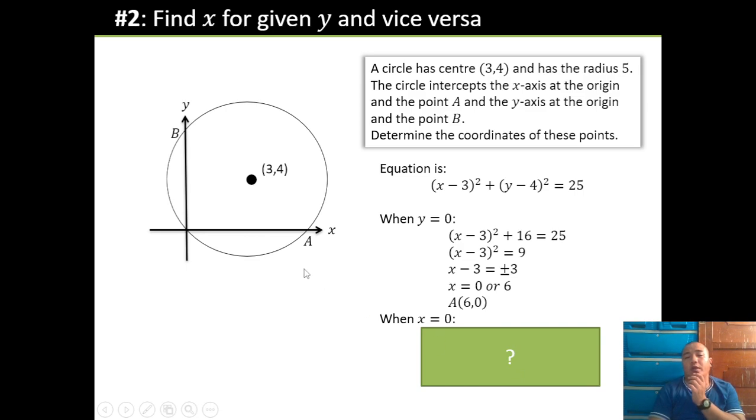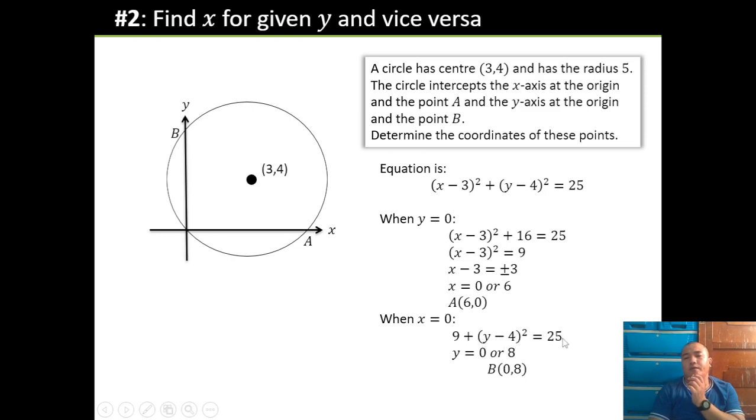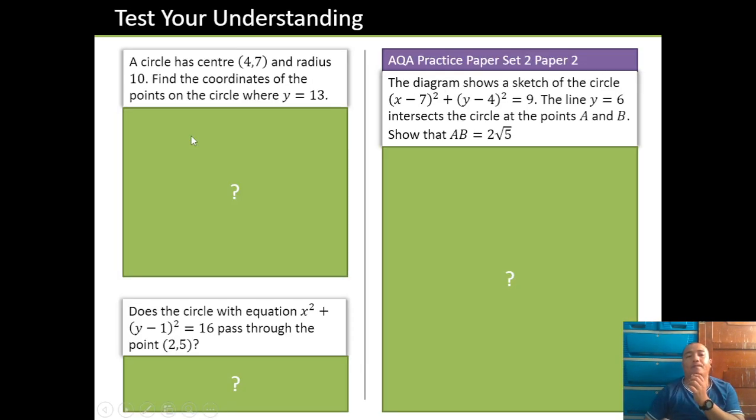How about when x equals 0? 9 plus y minus 4 quantity squared equals 25. 25 minus 9 is 16. Square root of 16 is positive negative 4 plus 4. So it's either 8 or 0. So hindi natin pwedeng choose yung 0. So dapat 8, kasi yung B is at 0, 8. So point A is at 6, 0. Point B is at 0, 8.